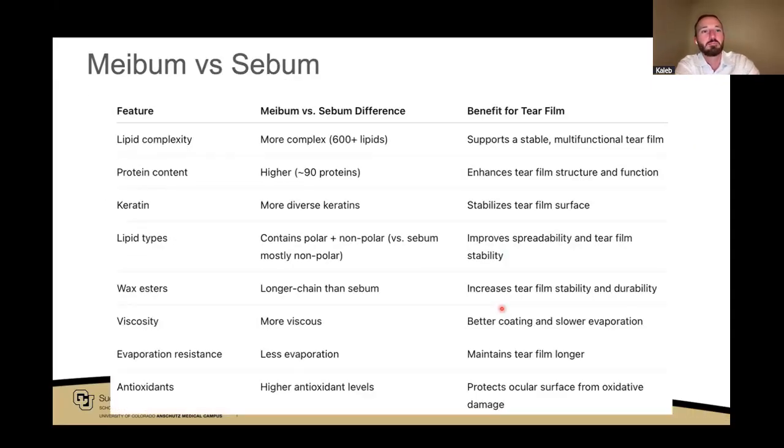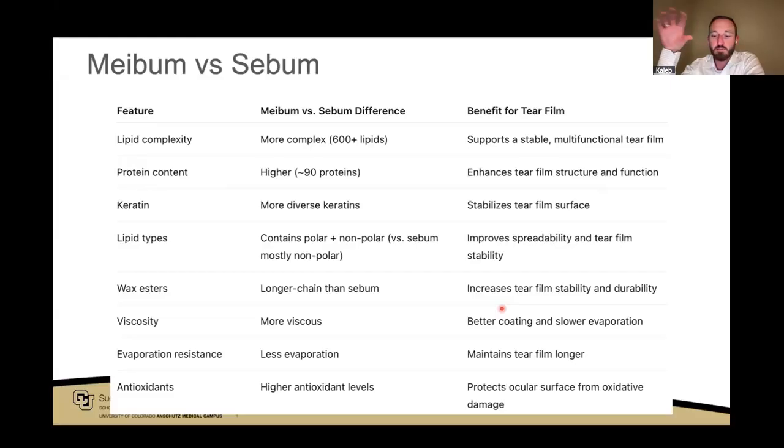So in general, if we are comparing meibum to sebum, there are clear differences between the two. Meibum is far more complex than sebum. There's over 600 different types of lipids in the meibomian gland secretions alone. There's way more protein in meibum compared to sebum, over 90 different types of proteins. There's also way more types of keratin, which ends up leading to problems for our patients, which we'll talk about in a little bit. And meibum contains polar and nonpolar secretions, compared to sebum, which only contains nonpolar secretions.